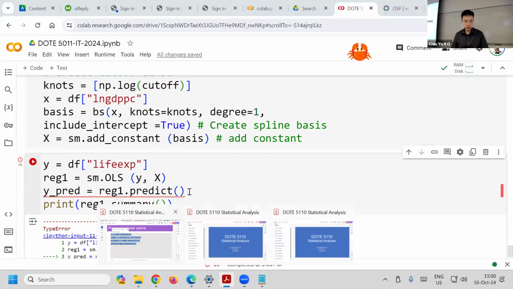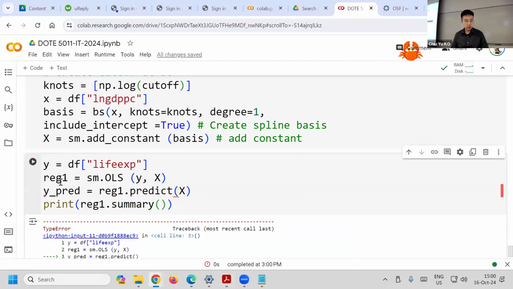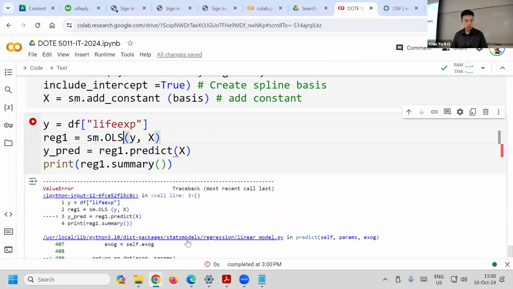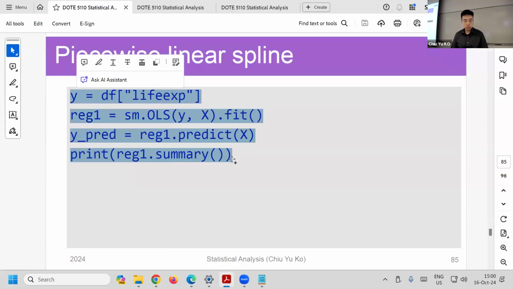Syntax is wrong. Put the case on X, yes. What's wrong with that? I missed something there.